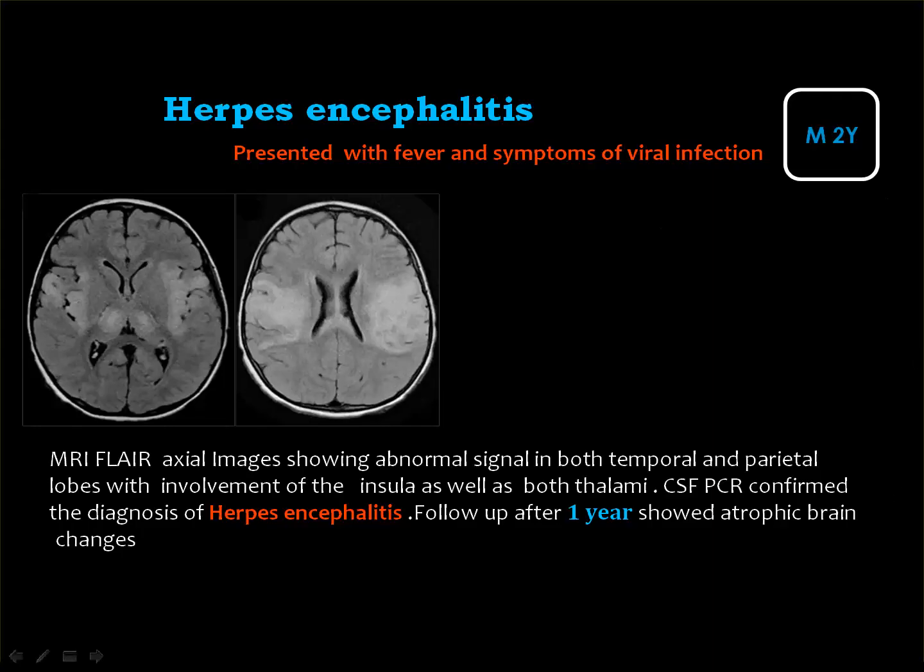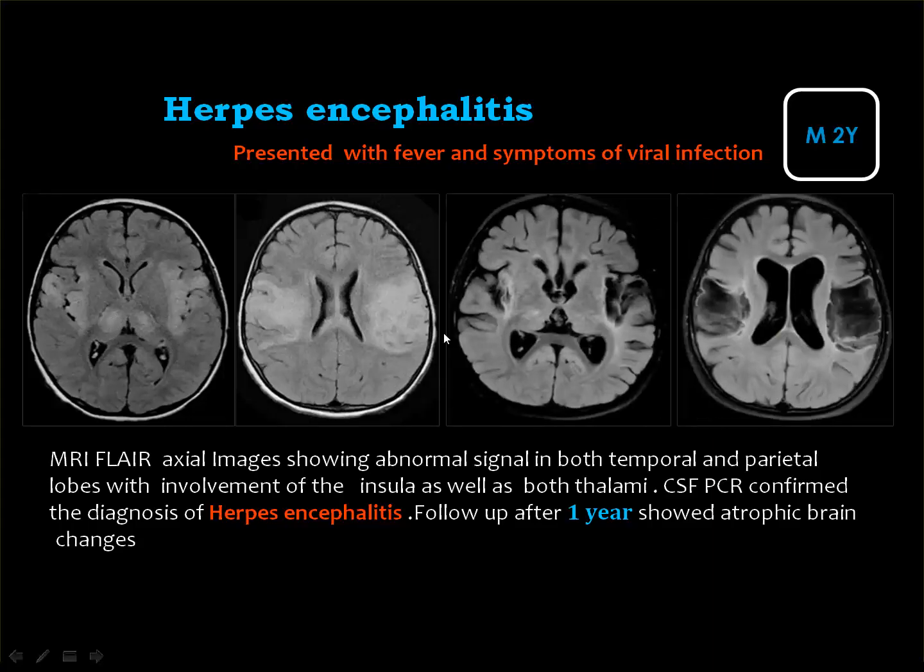And this is an example of a child 2 years old with fever and symptoms of viral infection, you get bilateral symmetric lesions in the temporal lobes and in the thalamus. The follow-up study of this patient will show the end result or the expected appearance of the herpes encephalitis. It will cause significant brain damage and areas of liquefied brain tissue known as encephalomalacia, with consequent dilatation of the ventricles to compensate for the loss of volume.